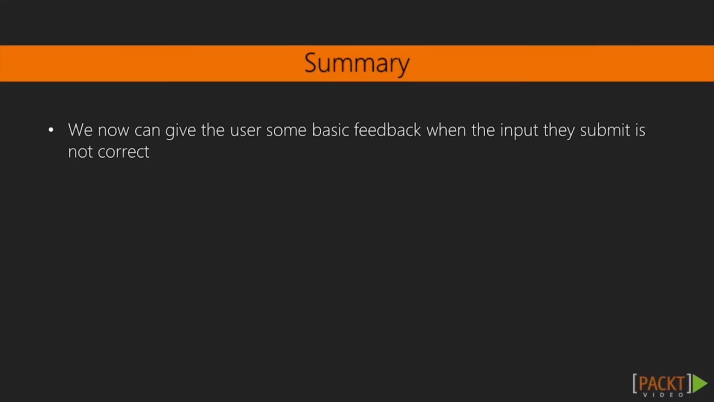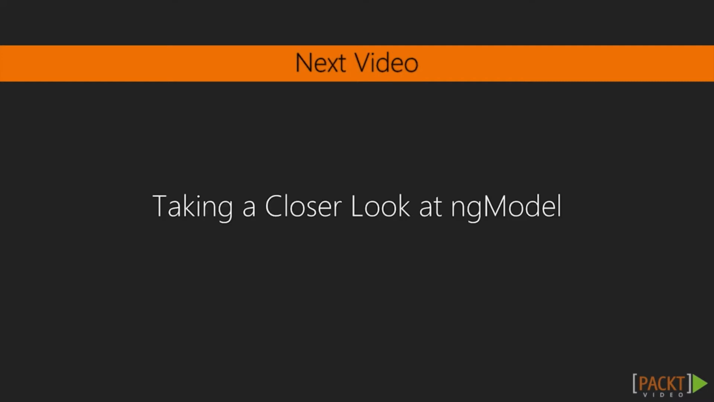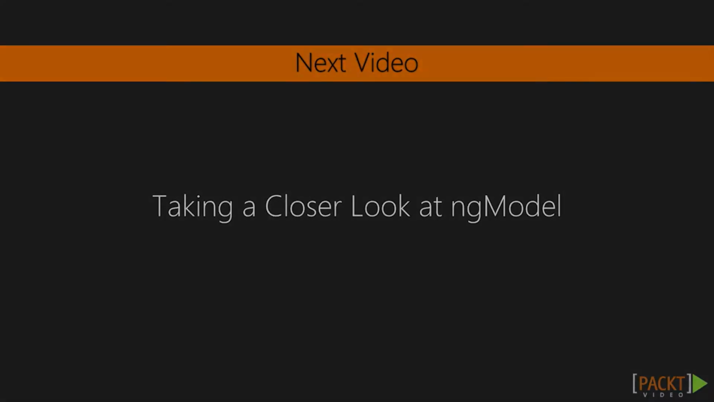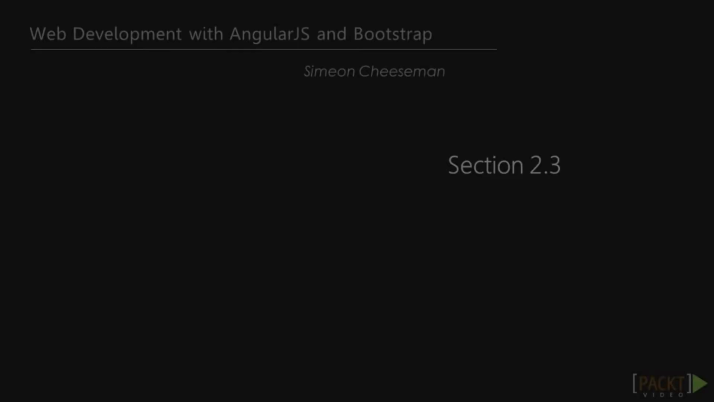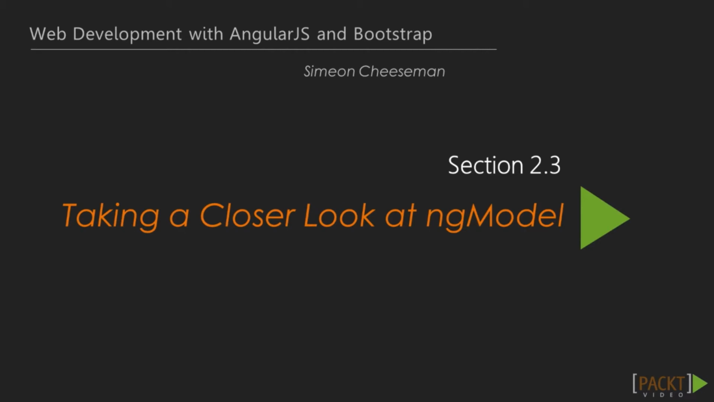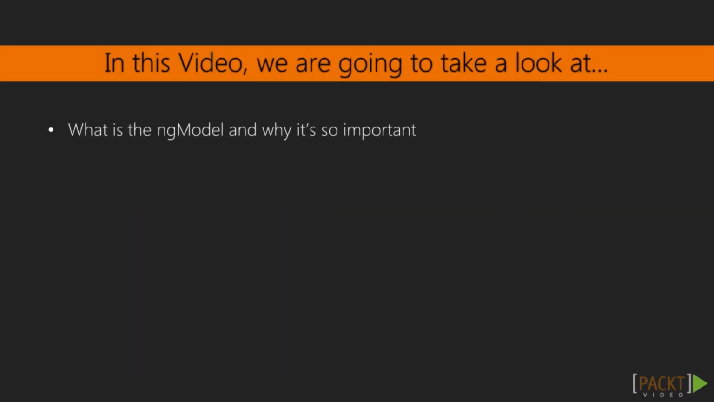So we've now seen how to add validation to the form to let the user know when they've put some incorrect information in. In the next video, we'll have a look at the NG model and how to debug validations. Welcome back. In the last video, we looked at validations on input elements. In this video, we'll have an in-depth look at the NG model and how it interacts with the form validation.